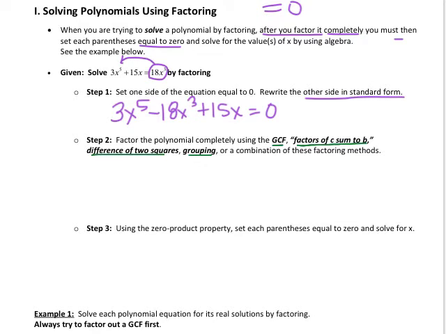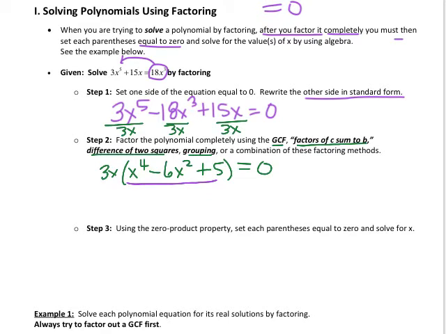So because I see that these terms all have a 3x in them, meaning that the 3x is going to be a greatest common factor, I can pull the 3x out and then just leave inside what is left. So I'm going to have x to the fourth minus 6x squared plus 5. That's going to be equal to 0. Now I could stop here if whatever's in here is completely factored. That trinomial is not completely factored.